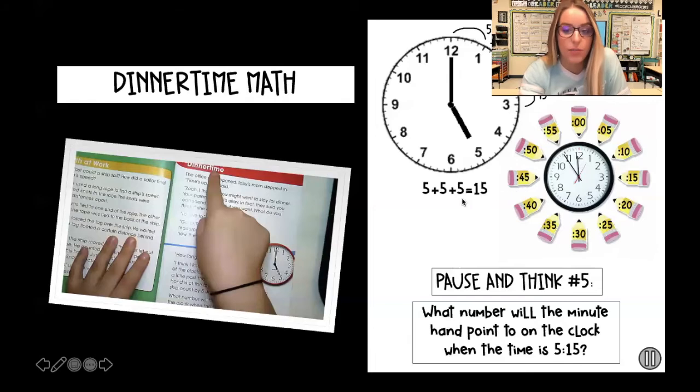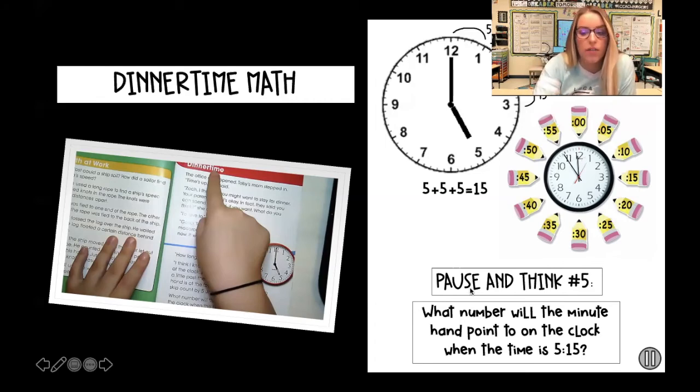5 plus 5 plus 5 equals 15. So 3 groups of 5 equals 15. I gave us also another example picture of a clock, and this one went ahead and showed us each 5-minute interval on the clock. So we have our 1 right here, 5 minutes, 2, 10, 3, 15, 4, 20, 5, 25, 6, 30, 7, 35, 8, 40, 9, 45, 10, 50, 11, 55, 12, back to where we started.